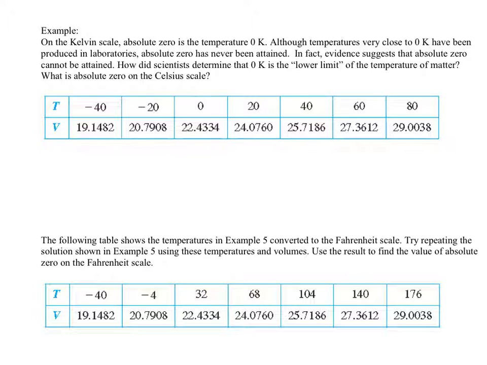In fact, evidence suggests that absolute 0 cannot be attained. How did scientists determine that 0 Kelvin is the lower limit of temperature of matter? What is absolute 0 on the Celsius scale?